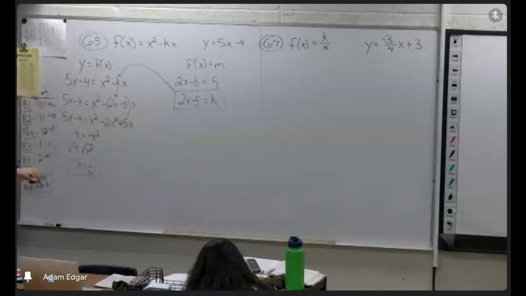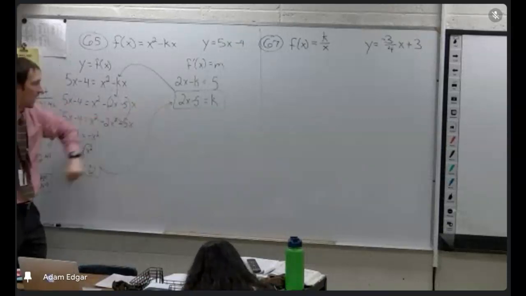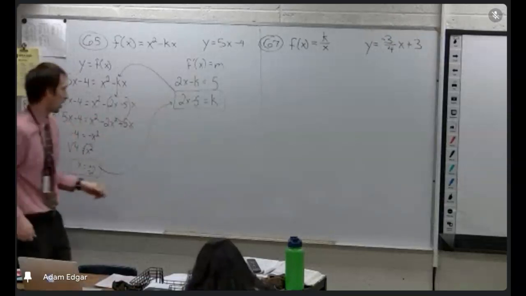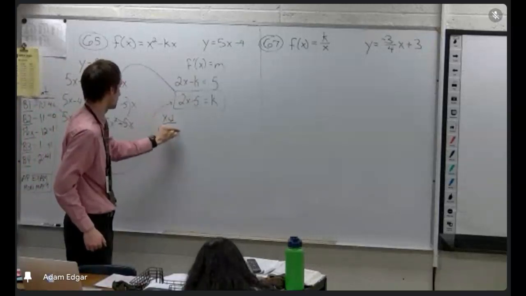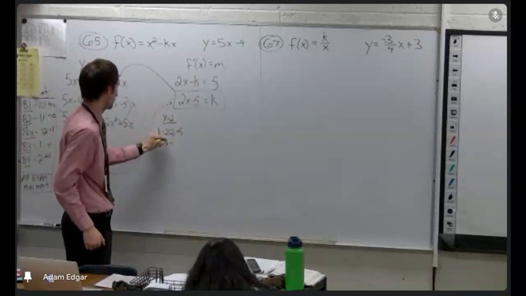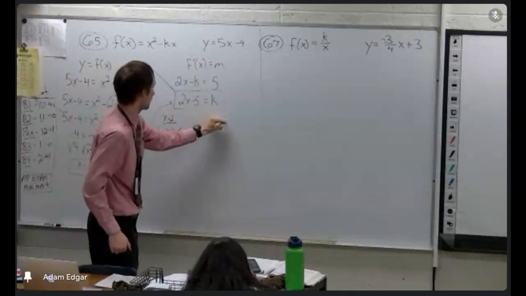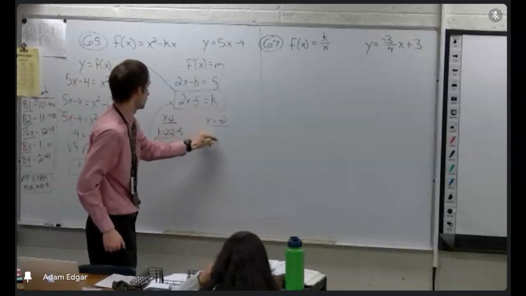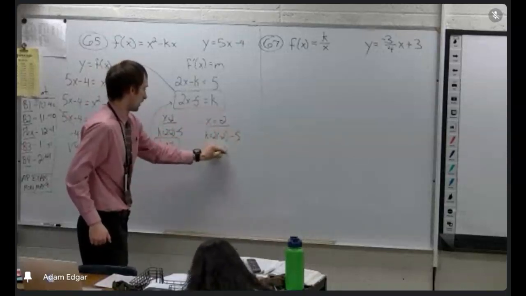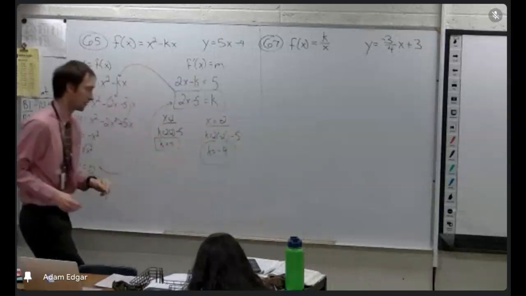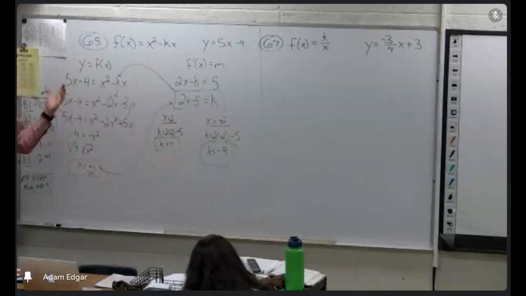So now that we know what x is, guess what we can do with them? Put them back in over here and find out k. So for x equals 2, we could say k equals 2 times 2 minus 5, which is negative 1. And for x equals negative 2, we could say k equals 2 times negative 2 minus 5, and that's negative 9. So, ta-da!